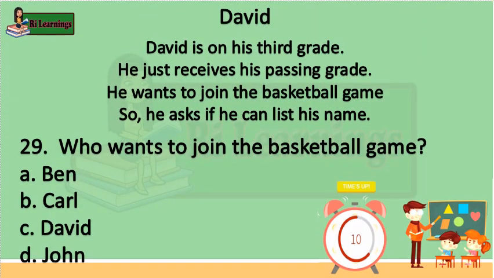Read the poem and answer the questions that follow. 29. Who wants to join the basketball game? A. Ben. B. Carl. C. David. D. John.